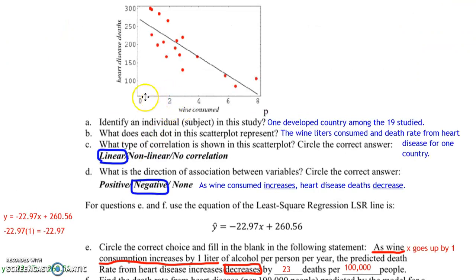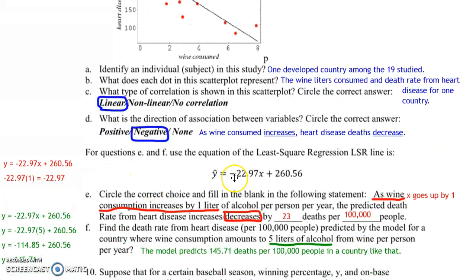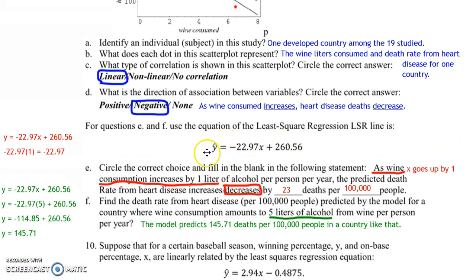And it appears as if there's some sort of correlation, not necessarily causation, because remember, if we see a correlation, it doesn't necessarily mean causation, but we know they happen at the same time. As the wine consumed increases, the heart disease-related deaths decrease. That's a negative association, and this is linear because, well, it's a straight line. For this case, we do get the LSR, the least squares regression line, otherwise known as the linear regression line. So we're able to use this to make a lot of predictions.